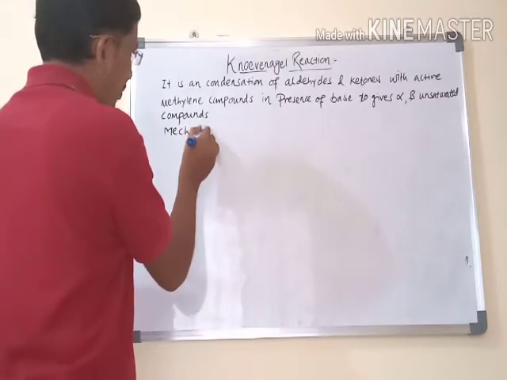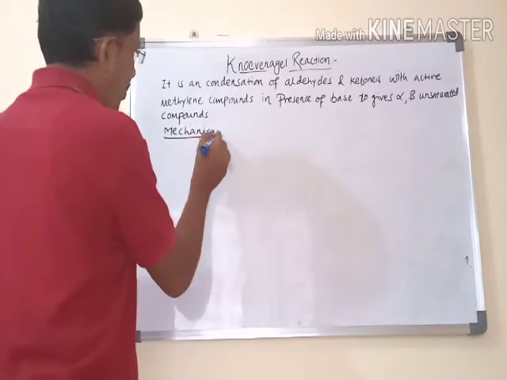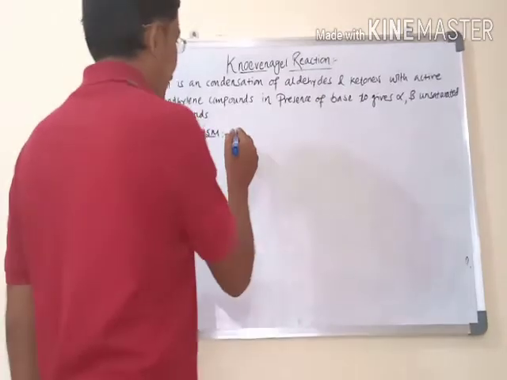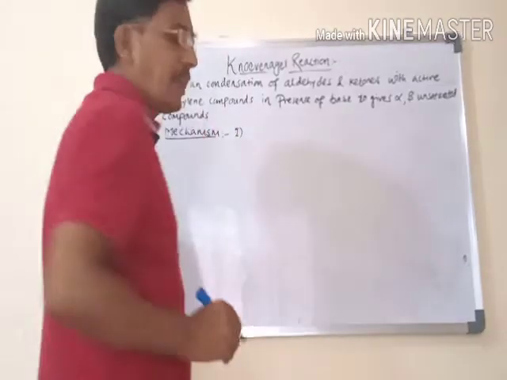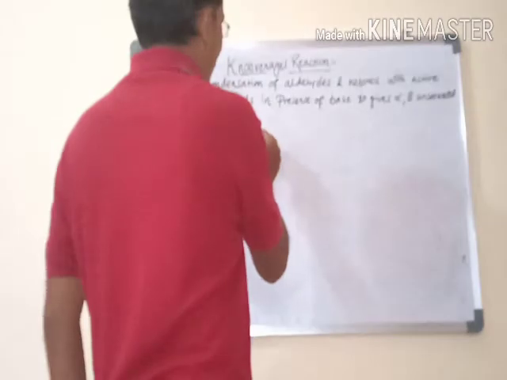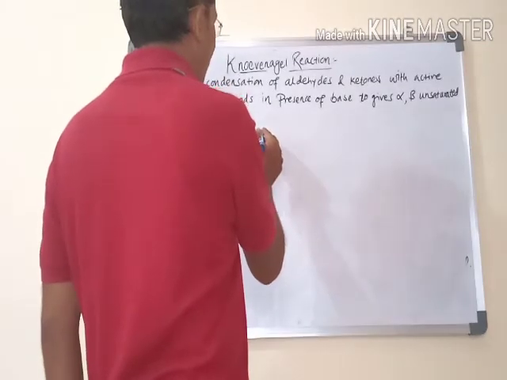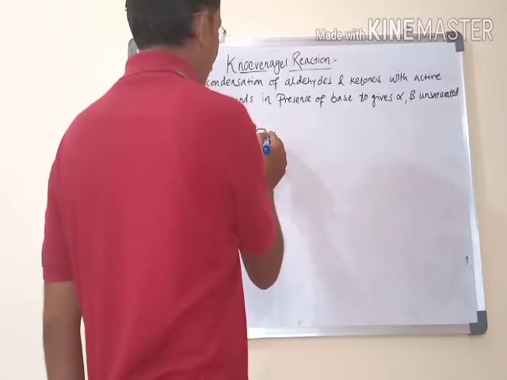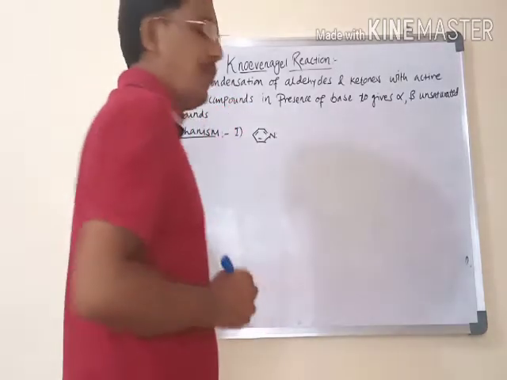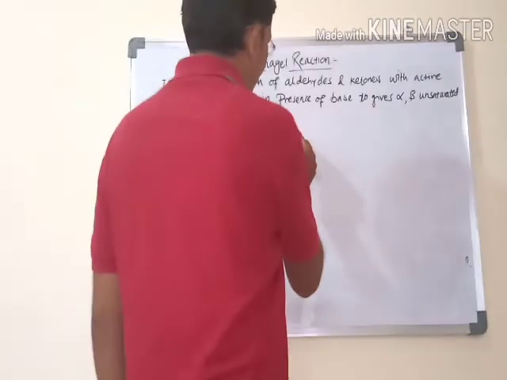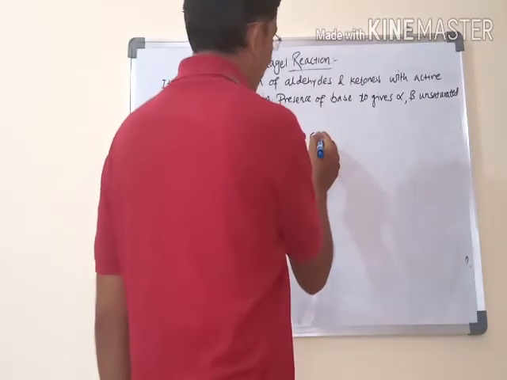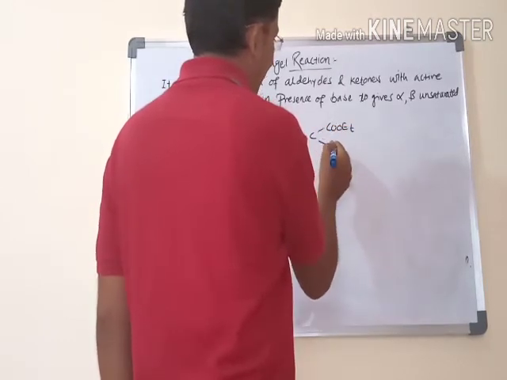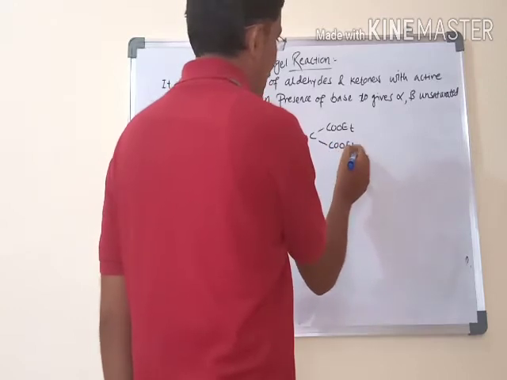The mechanism part is very important for organic reactions. On the basis of mechanism, we will understand how a reaction is possible. In the first step, the active methylene compound is treated with a base, that is, if you take pyridine, the structure of pyridine is this one, which has a lone pair of electrons. Now, when it is treated with active methylene compound, that is CH2(COOEt)2, diethyl malonate.